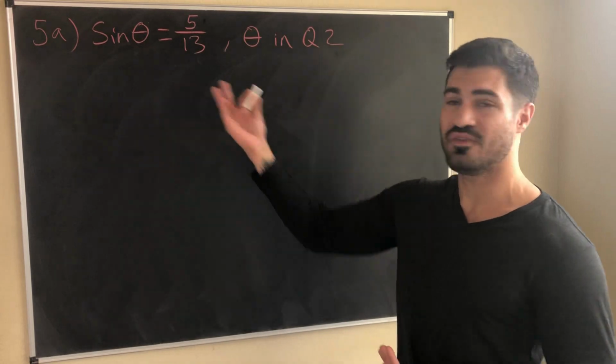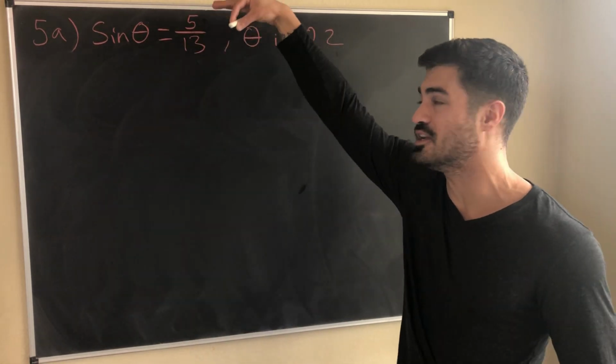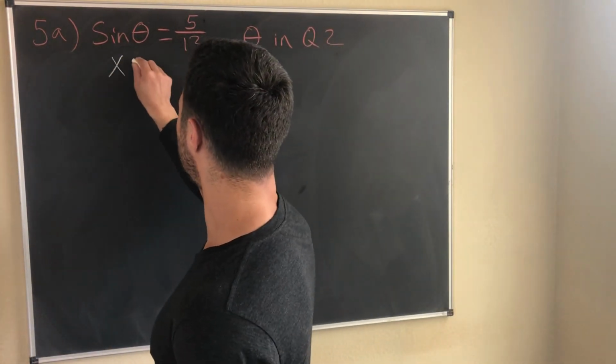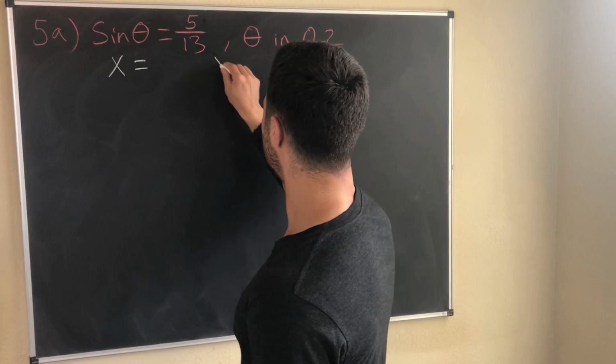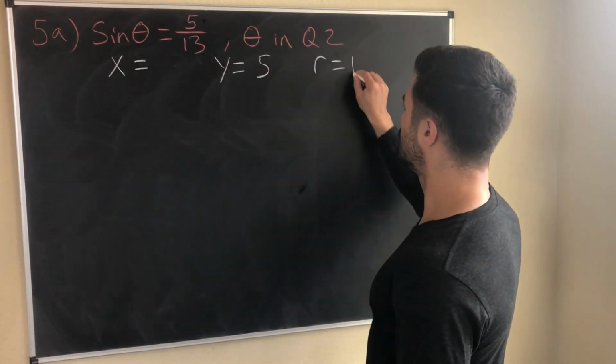And I'm going to start with the definition. Like I said, sine theta equals y over r. So I already know that my y is 5, my r is 13. All I'm missing is the x. So we have x equals, who knows? We don't know yet. We're going to find that. Y equals 5. R equals 13.